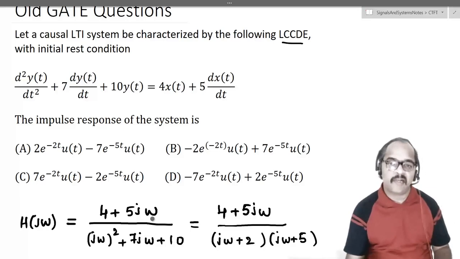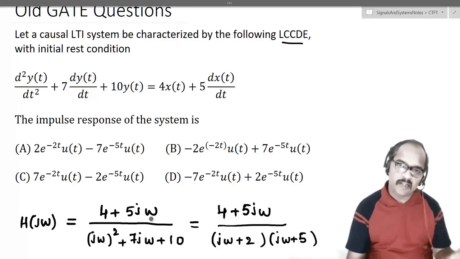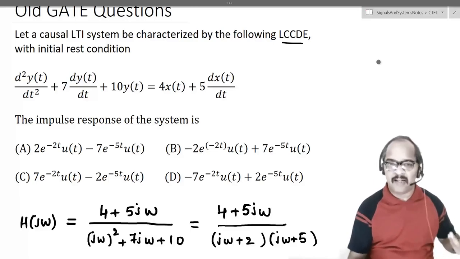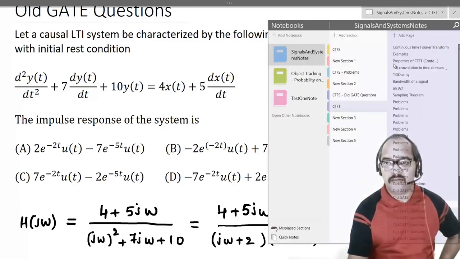So what is the next step? Take the partial fraction expansion and take the inverse Fourier transform. You will get back your h of t. That is simple. I will leave it as homework.